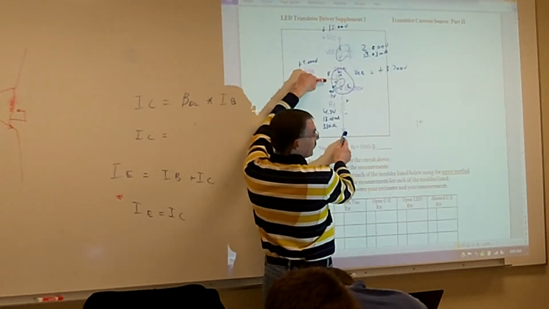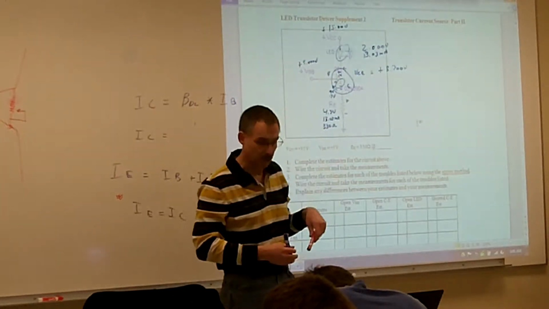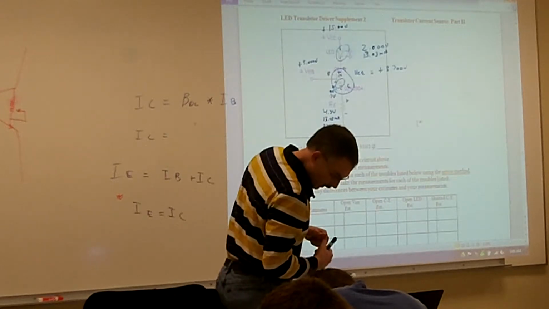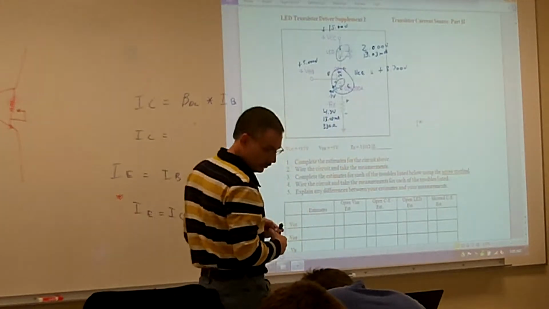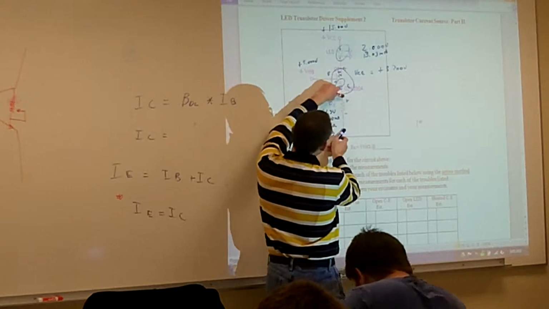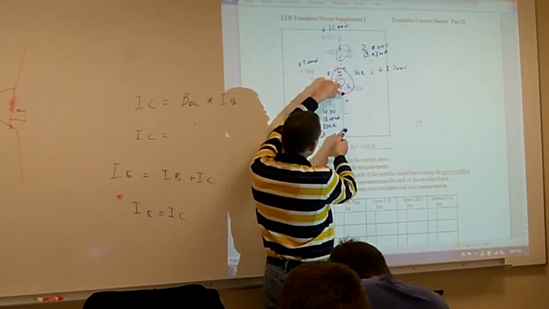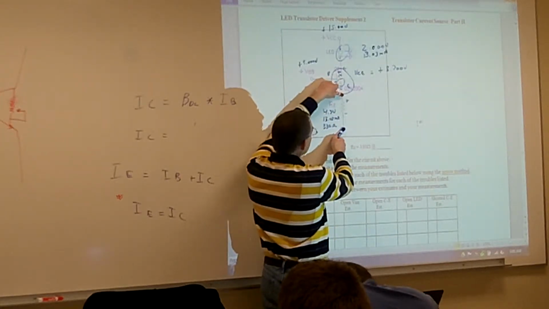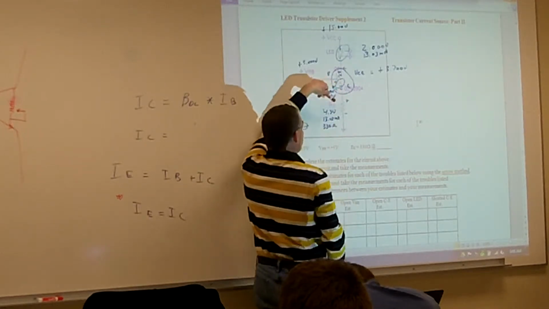Stay the same. That one's going to stay the same. Still going to get my 5 volts. How about my voltage across from my emitter to ground, my DE? Same. Stays the same. Still going to drop my 4.3 volts.